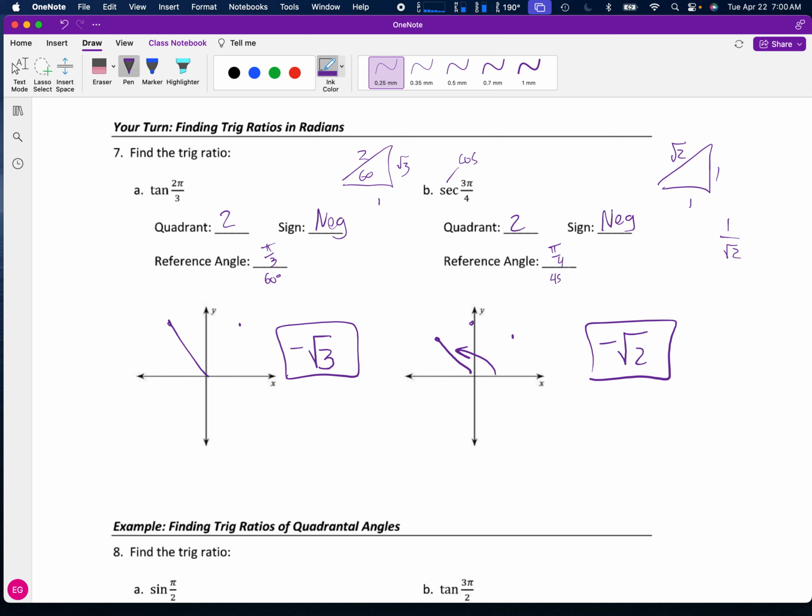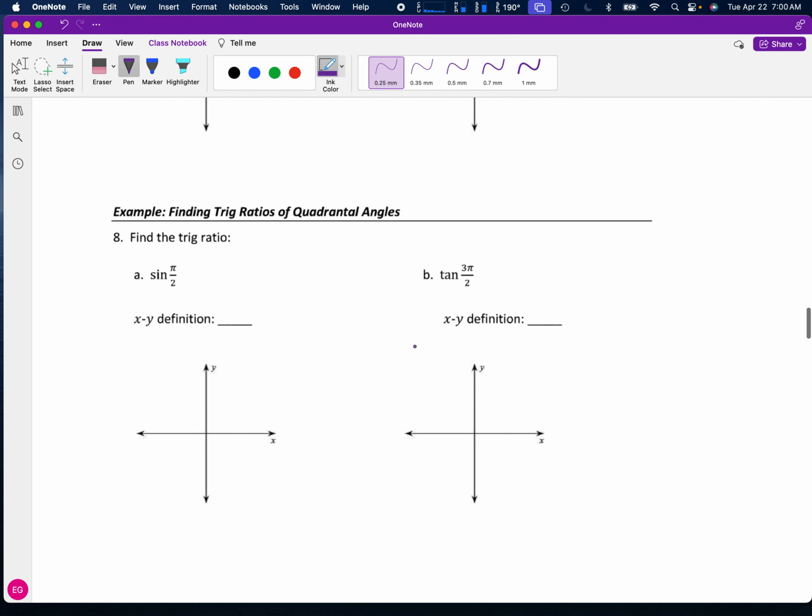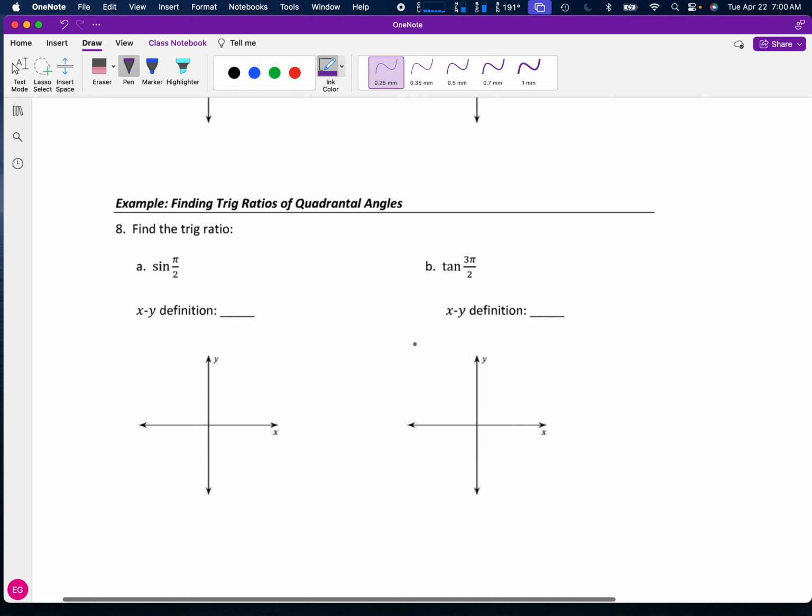I hope that's making a tiny bit of sense to you and that you can see that you can answer these really quickly. You just have to figure out what quadrant you're in and what your reference angle is. Now, for these examples, things are a little bit different because we fall on the axes. So when we have quadrantal angles, which remember is when we're at like 0, 90, 180, 270, 360, et cetera, what we're going to use is the XY definition. So we're going to say, hey, I know sine is really a Y value. I know cosine is really an X value.